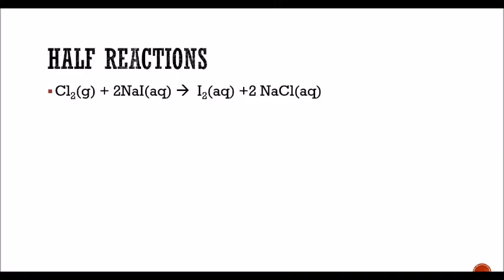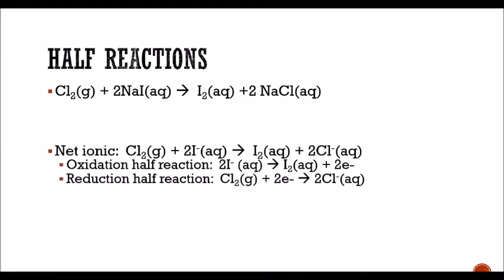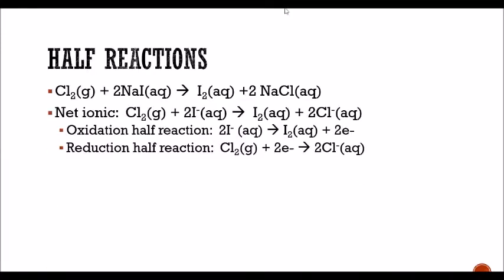Take this reaction: chlorine gas plus sodium iodide makes iodine and sodium chloride. If we notice the oxidation numbers, 0, +1, -1, 0, +1, -1, the sodium is +1 on both sides. Nothing happened to it, and they're both aqueous, so sodium is a spectator ion. I'm going to eliminate the sodium.